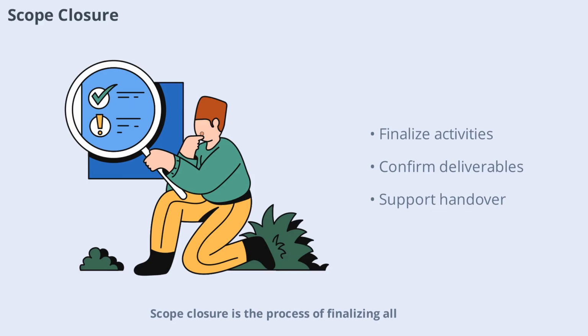Scope closure is the process of finalizing all project activities and confirming that deliverables meet acceptance criteria. This step ensures nothing is left unfinished and that stakeholders are satisfied. Proper scope closure supports project handover and lessons learned. Let's look at how to close the project scope effectively.